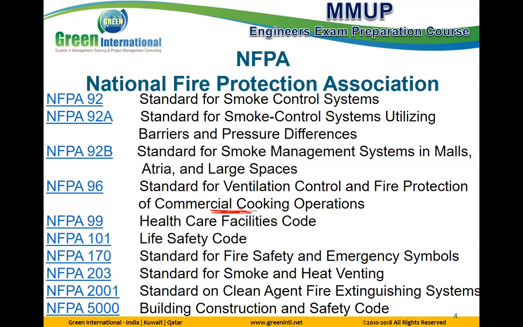2001 focuses on clean agent fire extinguishing systems, and normal automatic ones also, like FM200, for example used for substations, and other clean agents can be used, including aerosol. 5000 is the building construction and safety code. This is an important code, and we will focus on it as it comes in the exam.